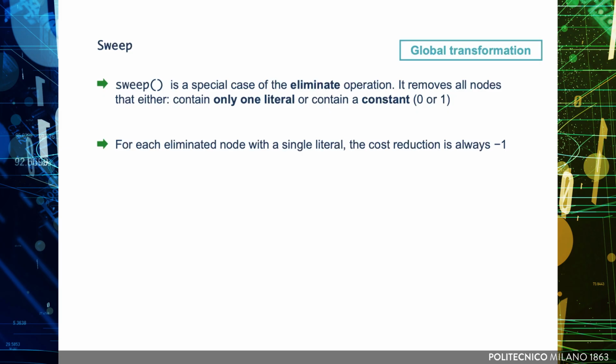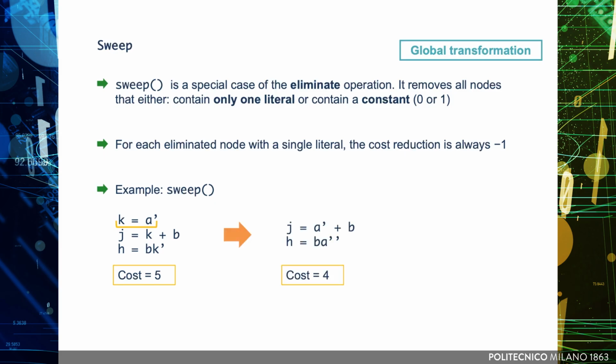It removes all nodes that contain only a single literal or a constant. As we've just seen, in these cases the transformation is always beneficial, so no cost threshold is required. Here is an example of a sweep. We start from the following circuit. The initial cost is 5 literals. The sweep eliminates only node K, which contains the literal not A. This results in a simplified circuit with only 2 nodes, and the total cost is reduced to 4, as expected.